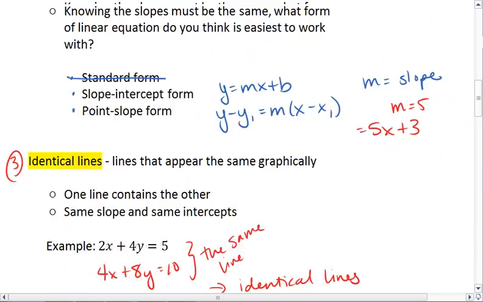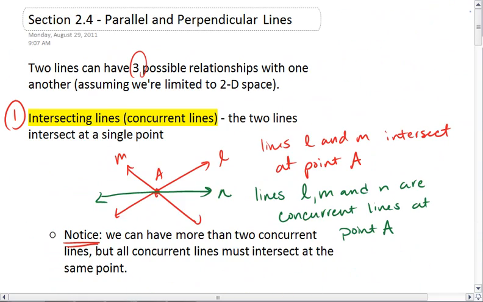That does it for parallel and perpendicular lines. If you have any questions, make sure that you review the previous videos. And if you still have questions, feel free to come talk to me or send me an email.